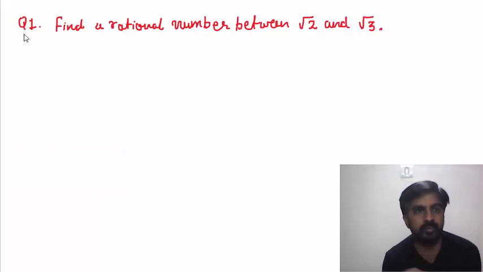I'm going to explain a few simple questions which are asked in board examination from chapter number 1, but students were not able to answer them correctly, and I'm going to tell you that one by one. Let us start with question number 1. Find a rational number between root 2 and root 3.